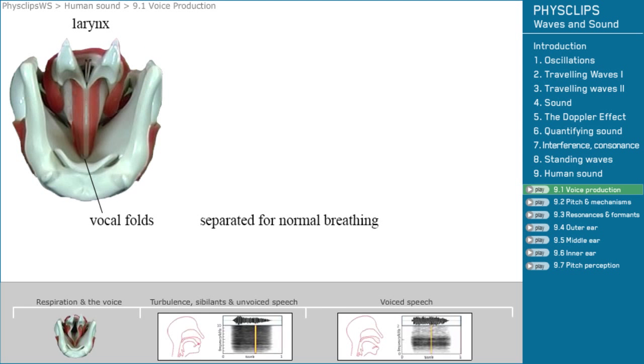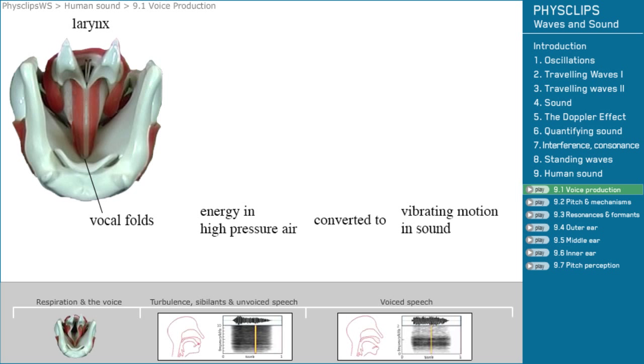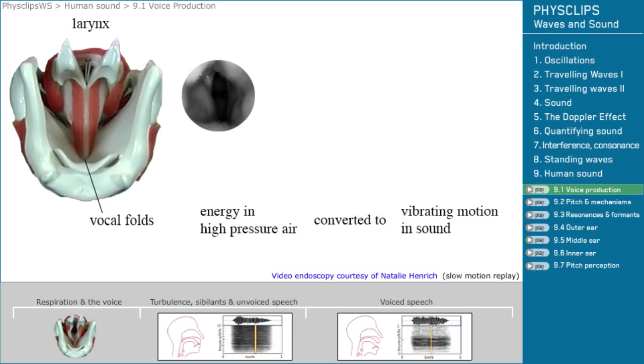When we exhale, air in the lungs at a pressure above atmospheric flows outwards. In speech, the vocal system converts a small proportion of the energy in this high-pressure air into sound waves.